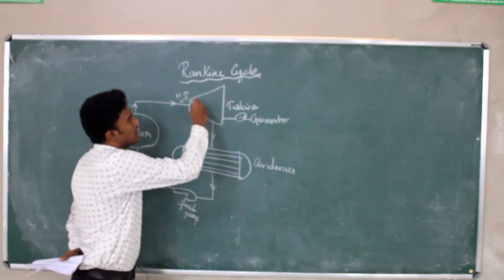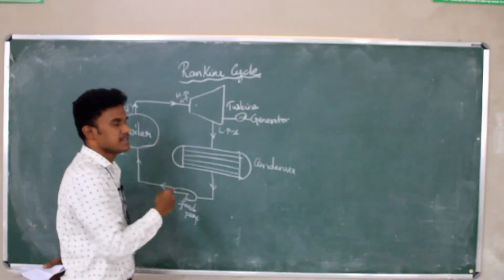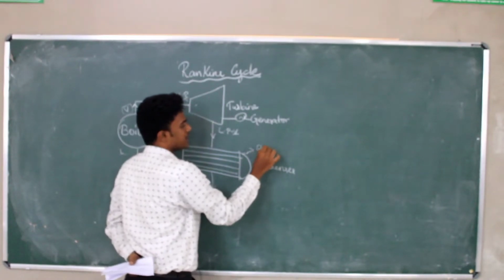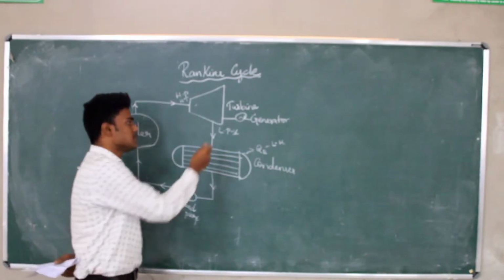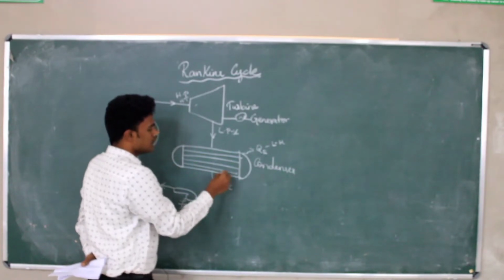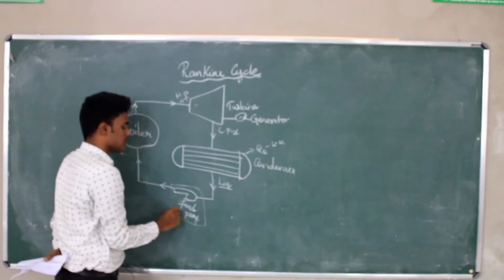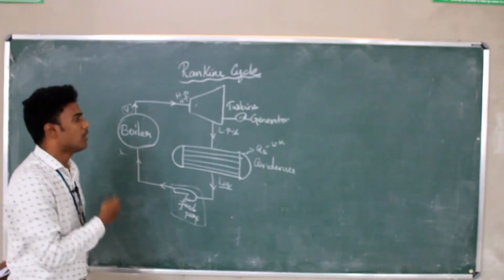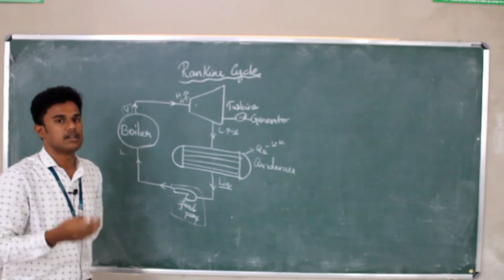Then this low pressure vapor is sent to the condenser. The condenser rejects the latent heat, and the low pressure vapor is converted into liquid form. This liquid is pumped back to the boiler using the feed pump. So this is the entire cycle, the various processes involved in a power plant. Now we can see these processes in terms of the PV diagram and TS diagram.